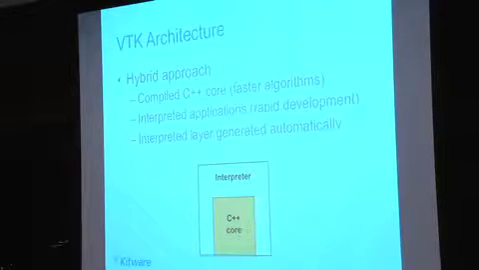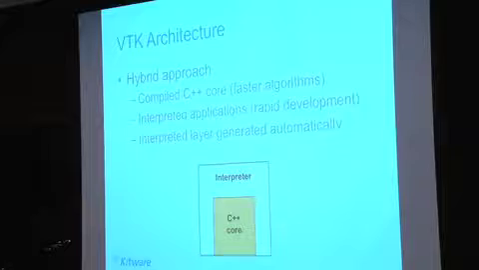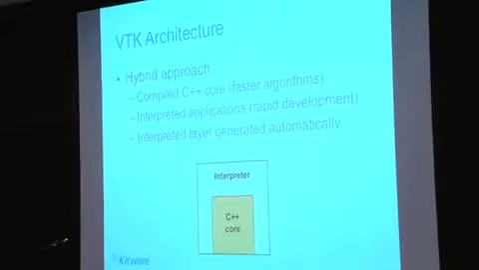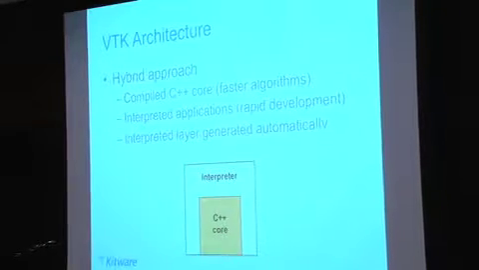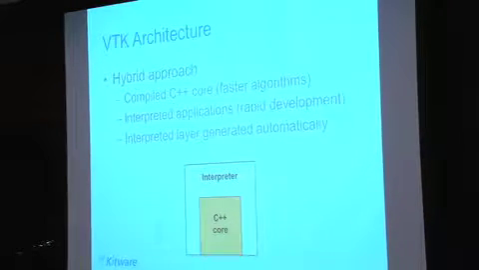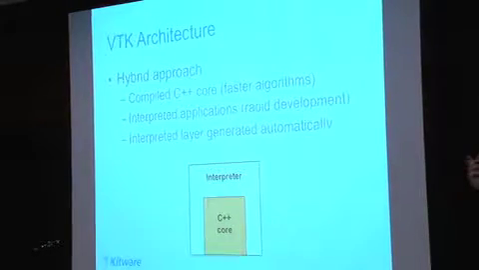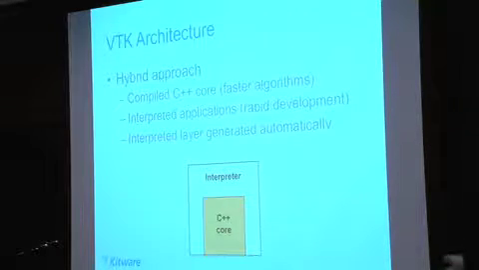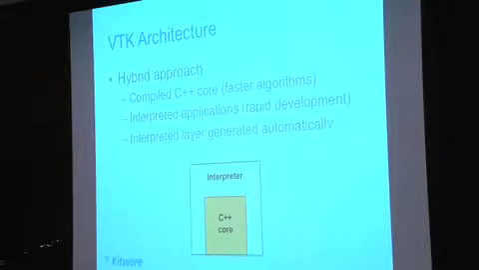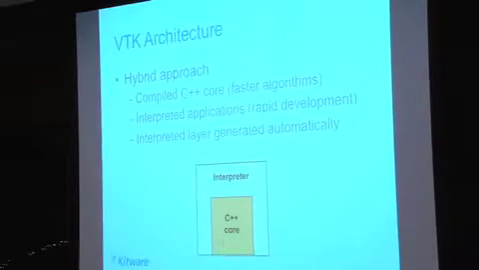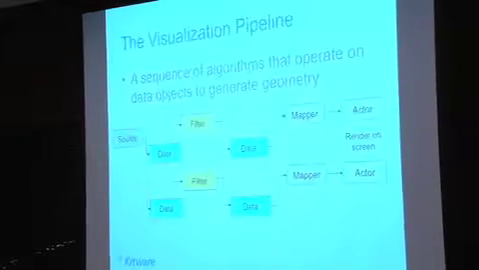We have a hybrid approach in VTK where the compiled core is C++. It's where most of the algorithms are implemented. And then we use interpreted languages as glue so we can more easily generate new prototypes very quickly. And the interpreted layer itself is automatically generated, so there's no real overhead right now. All of our C++ API is wrapped as soon as we write it. We can wrap it in the languages.